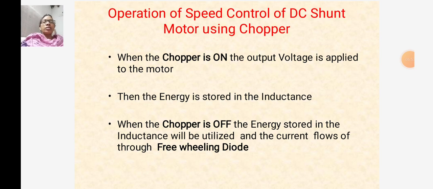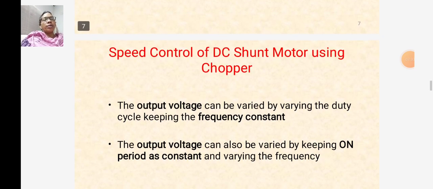When the chopper is on, the output voltage is applied to the motor, and the energy is stored in the inductance, which is connected in series to the motor. When the chopper is off, the energy stored in the inductance is utilized, and the current flows through the freewheeling diode. The freewheeling diode is connected in parallel to the motor.